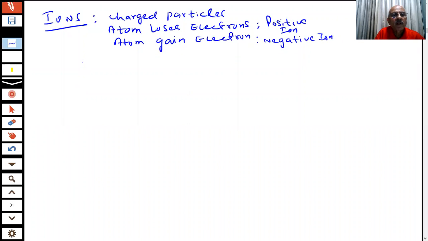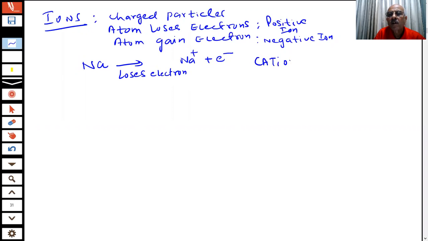For example, if I have sodium, if sodium loses an electron, what will happen? It will become Na+ and one electron is lost. This is called a cation. A positive ion is called a cation.